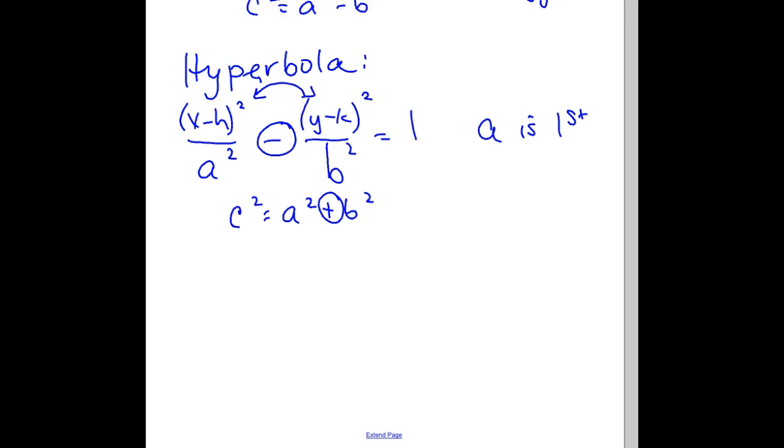Because in an ellipse, your actual graph is going to touch your vertices and covertices, right? It goes through all 4 points. In a hyperbola, it doesn't touch those B pieces at all, okay? So we don't call them that.